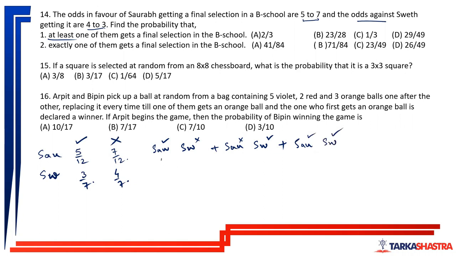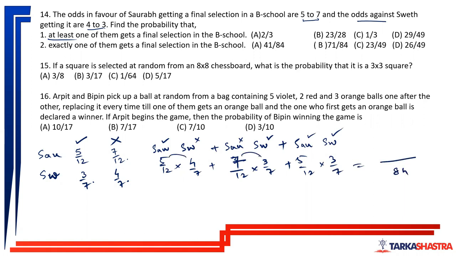So Saurabh getting it is 5 by 12. Shwet not getting it is 4 by 7. Saurabh not getting it is 7 by 12. Shwet getting it is 3 by 7. And Saurabh getting it 5 by 12, Shwet getting it 3 by 7. So in the denominator you will have 84 because everywhere it is 84. This is 20. This is 21. 41. 41 plus 15, 56. This is 28 twos are, 28 threes are. So 2 by 3 is the probability.